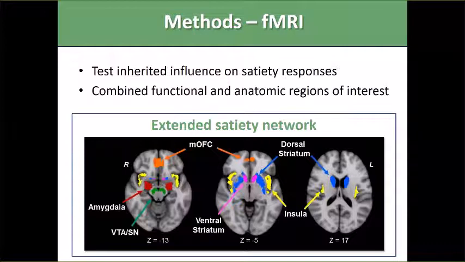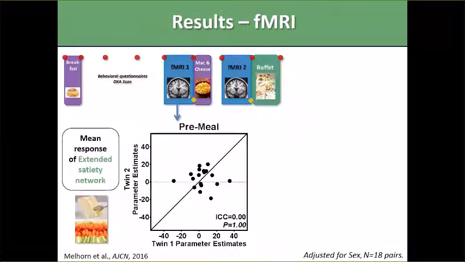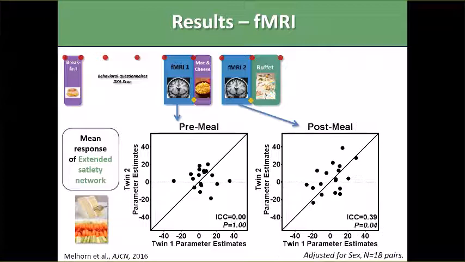So what we're including in what we call the extended satiety network are some of these orbitofrontal corticolimbic regions, as well as the insular cortex and the amygdala that we've previously shown are responsive to these food cues. And here we saw that before a meal, there was no baseline similarity in how the twins responded to their images of food. But after a meal, the degree of activation, along with the subjective satiety, was more similar among the twins, suggesting an inherited component.